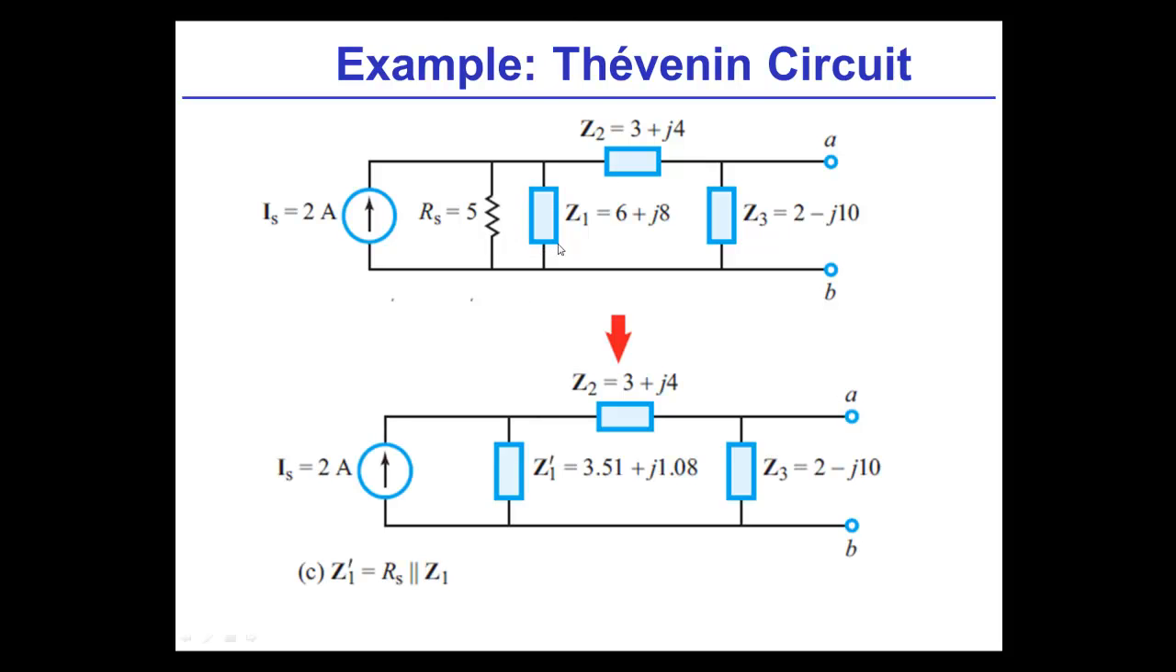And we will not do all of the math for you. You follow the same rules for parallel resistors and so on. So if you take 5 in parallel with 6 plus j8, you're going to get this equivalent impedance. So that's just the reciprocal of the sum of reciprocals, but the math is a little more hairy because this is now being done with complex numbers.